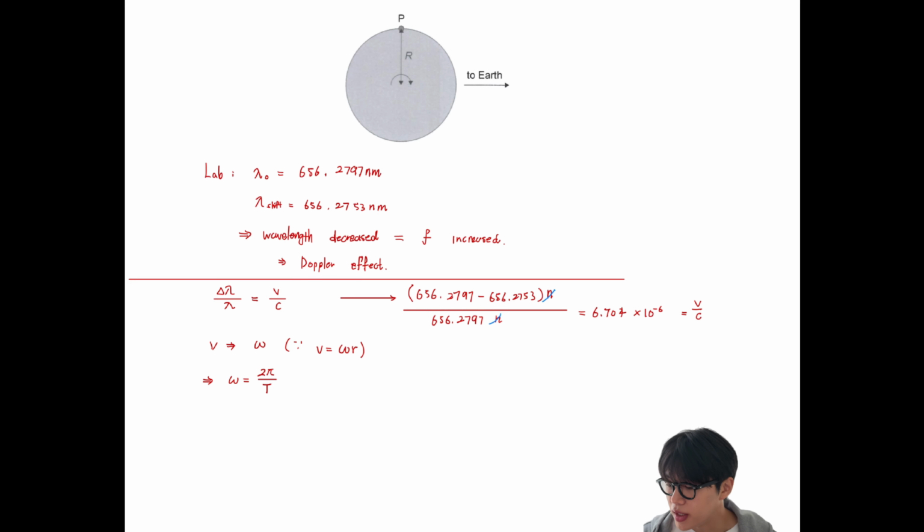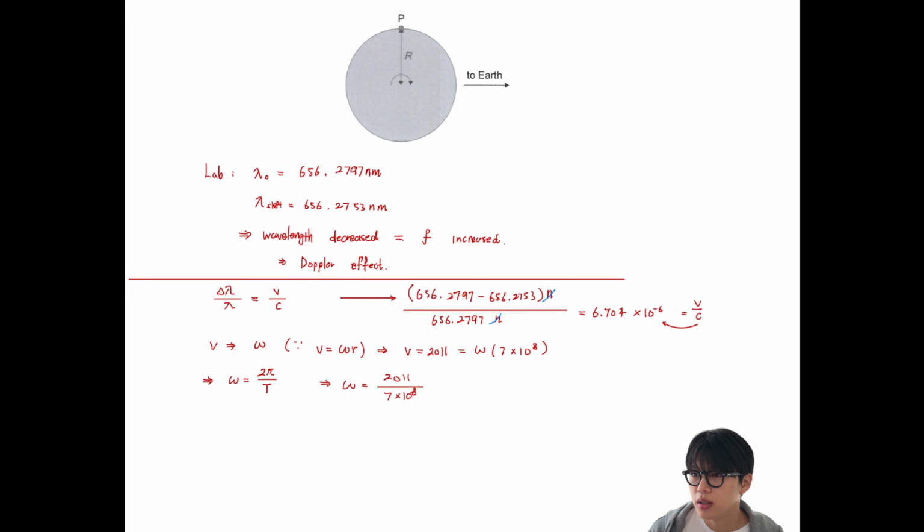Then to calculate V, C should be shifted to the left-hand side, and C is 3 times 10 to the 8. Then you will see the velocity is equal to 2011, and that equals omega times R. The radius R value was given in the first data, so that's 7 times 10 to the 8. Using that value, you can say omega equals this value, and I'll just leave it like this for now.